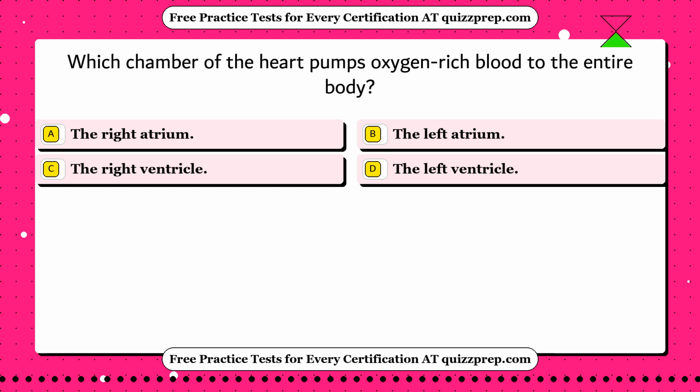Question 3. Which chamber of the heart pumps oxygen-rich blood to the entire body? Option A. The right atrium. Option B. The left atrium. Option C. The right ventricle. Option D. The left ventricle.